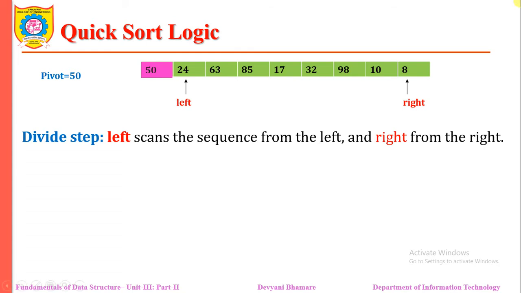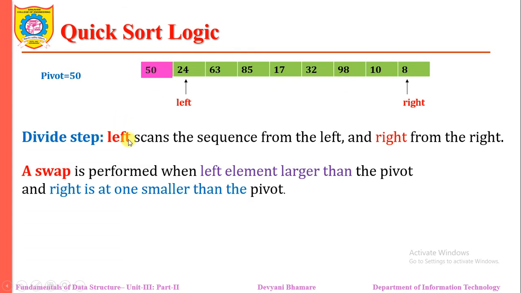And we need to decrease this right counter by 1 until we get an element which is less than that of the pivot. So left scans the sequence from the left-hand side and right scans the sequence from the right-hand side. Then swapping is performed when the left element is larger than the pivot and the right element is smaller than the pivot. So here we are asking: is 24 greater than the pivot?